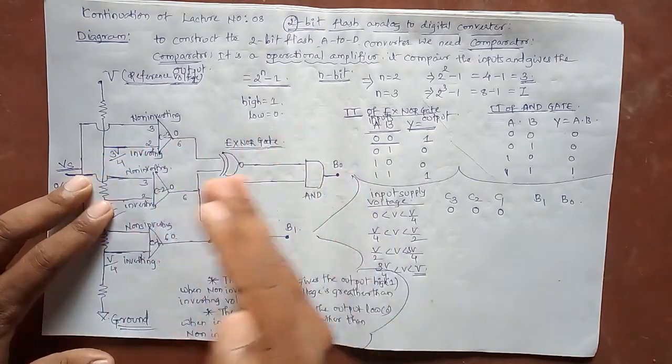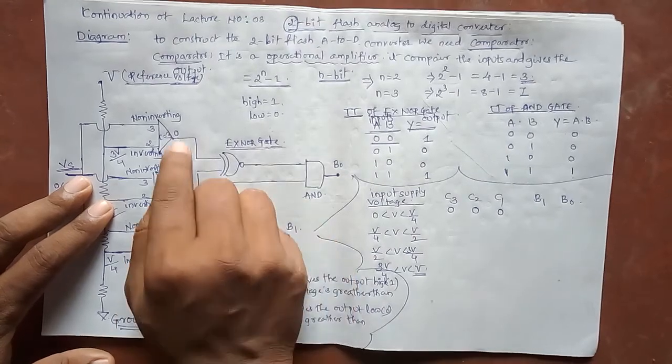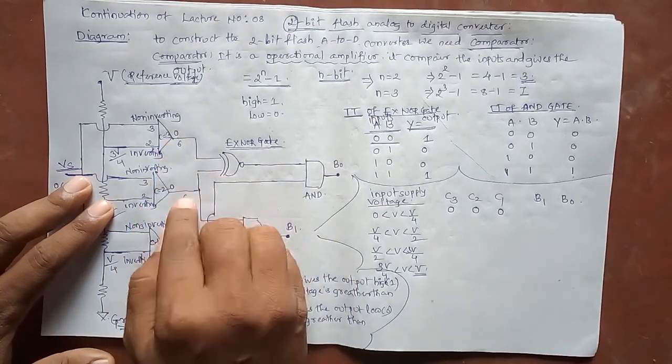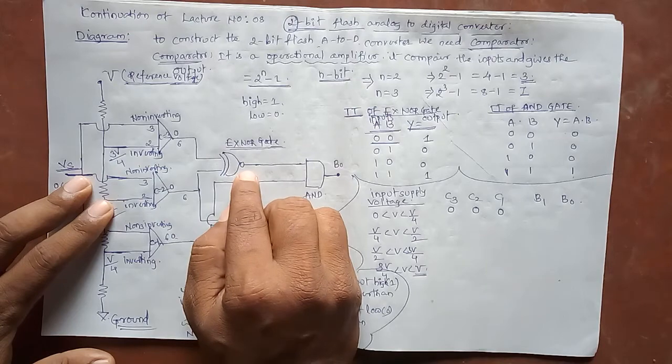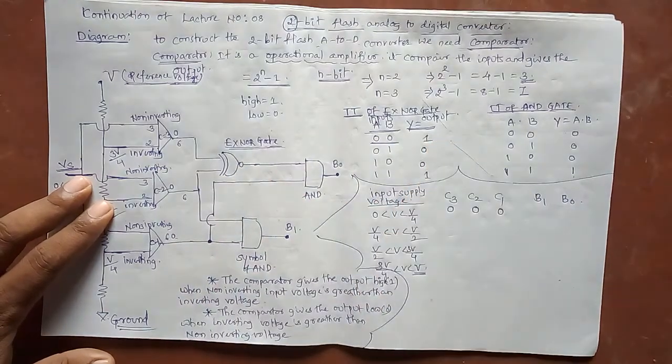These values are given to the circuit. Okay, next here we have the XNOR gate. When both the inputs are 0, the XNOR gate output is 1. I write it here.